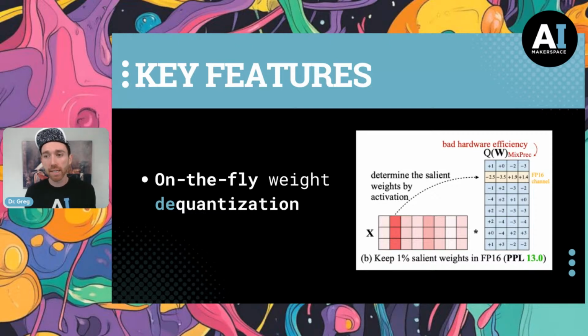What's interesting is they kind of throw out like 99% of the weights here. So they keep 1% of the salient weights as determined by activation. And they're doing this on-the-fly weight dequantization that allows them to get around this idea of doing mixed precision arithmetic. So it's pretty cool, and you should look closer into it if you're really into it.